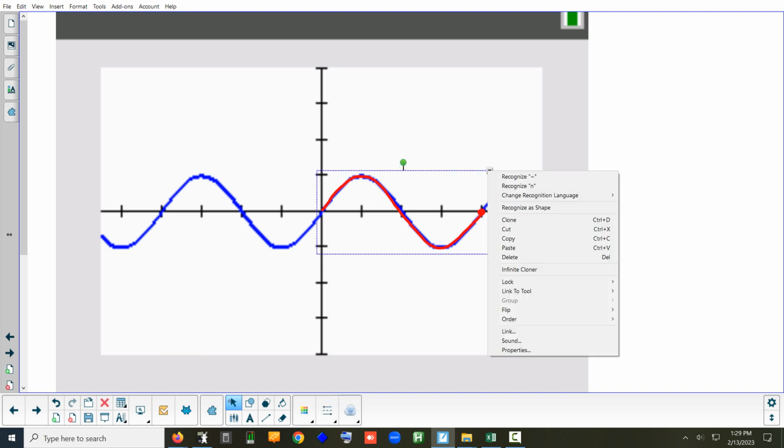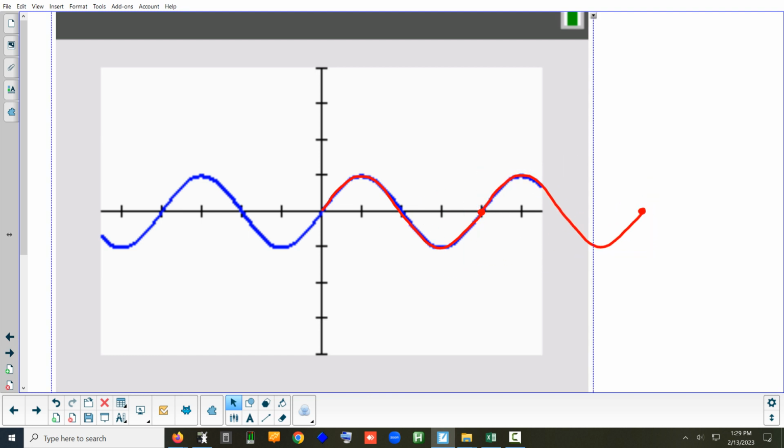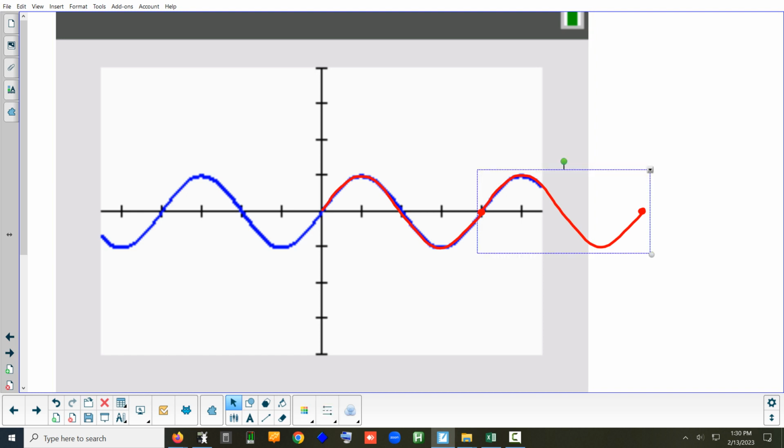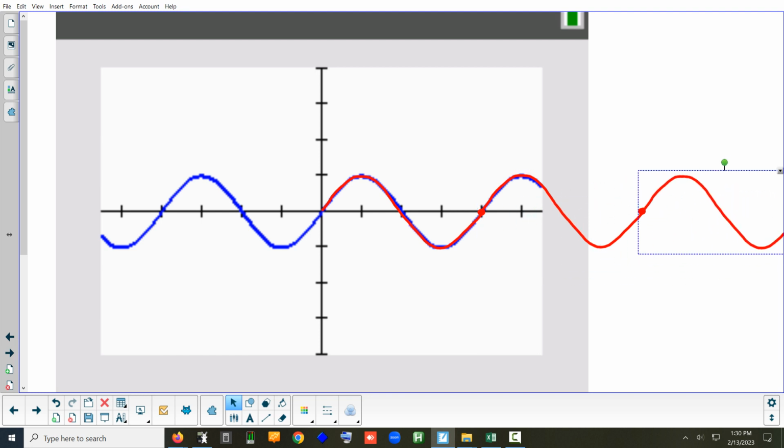So let me take that, copy, and put it right there. That would be the next, it's not called section, I'm going to tell you what it's called in a minute, but that's like the next section of the graph. And then I could do that again, and I get the next section. So that's what makes something periodic. It's a pattern of the graph that repeats itself over and over.